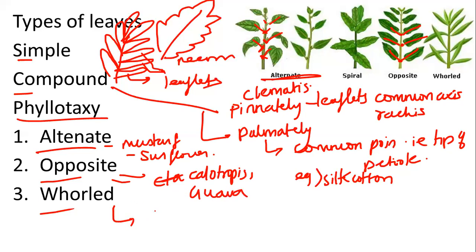Whorled means more than two leaves will arise from each node. You can see more than two, one, two, three, from one single node, more than two leaves will grow, and that will make a whorl. Example of a whorled type of phyllotaxy is Alstonia. Hope you understood this one.